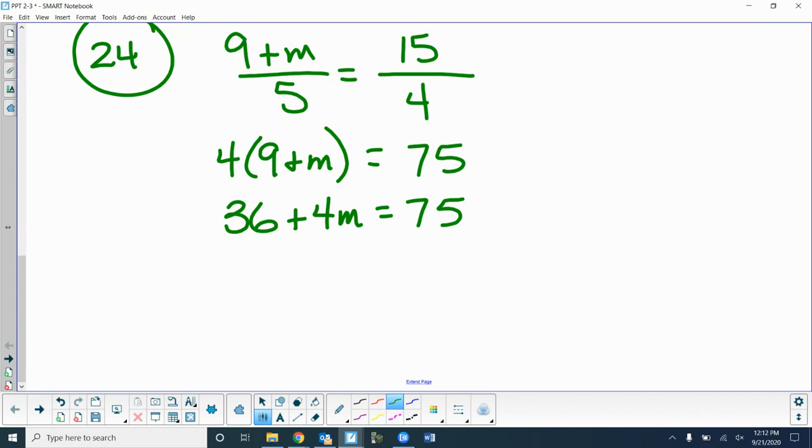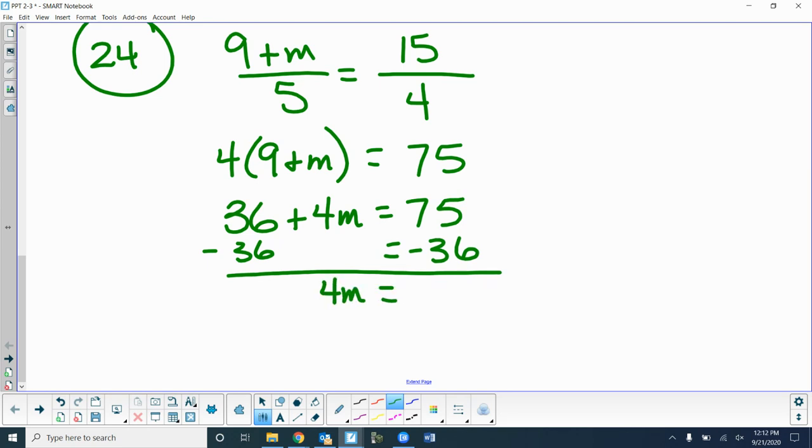So sometimes we forget to distribute. Okay? And then subtract 36 and divide by 4 to finish it up. Solve for m. What's that? 39. And then divide by 4. So you can leave it as 39/4. That's fine. Or the decimal's 9.75. Or you can put 9 3/4 if you want to write it as a mixed number. Anything else before we look at number 12?